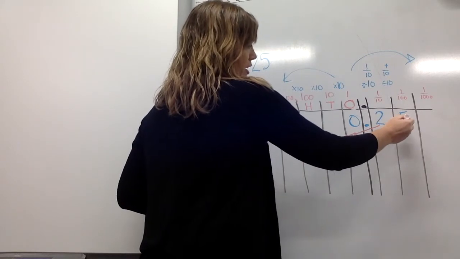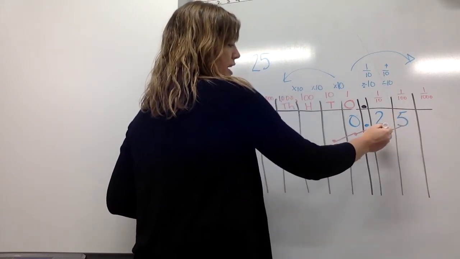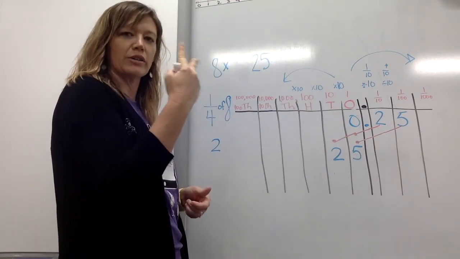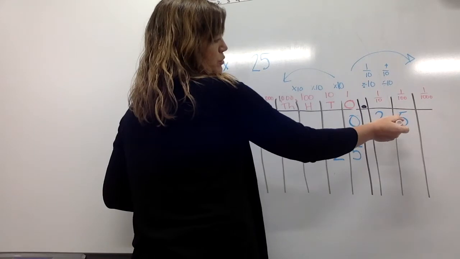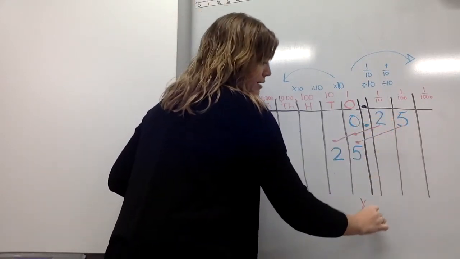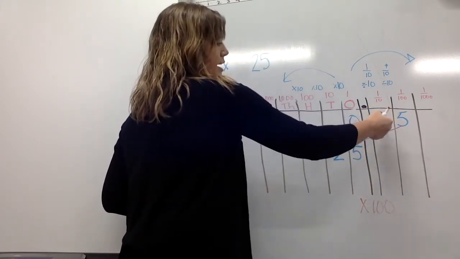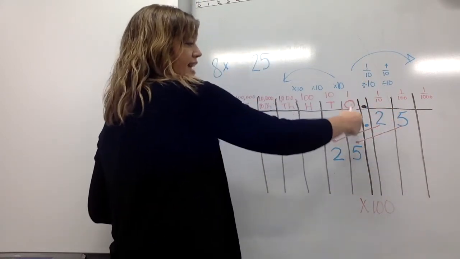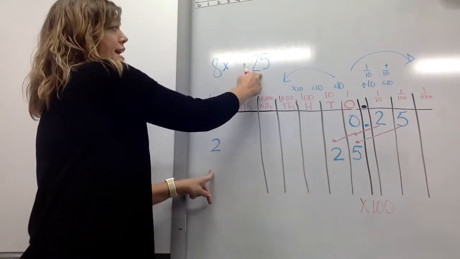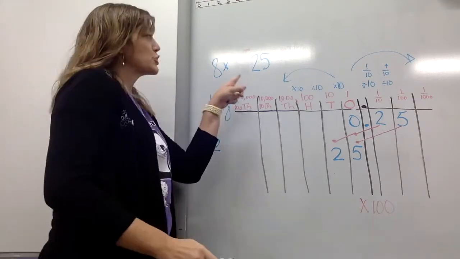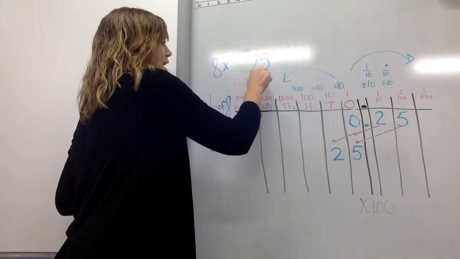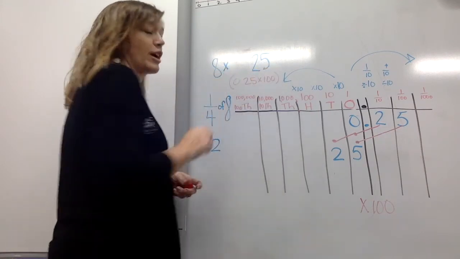Same way with the 5. I went from hundredths to tenths to ones. I moved 2 places on the place value chart. To get from 25 hundredths to 25, I took this number times 100. Times 10 times 10. 10 tens is 100. So I can do the same problem the same way. 25 is 25 hundredths times 100, right?